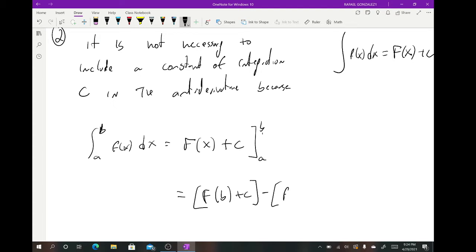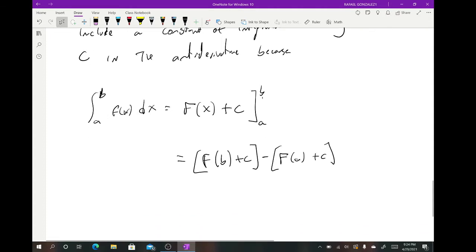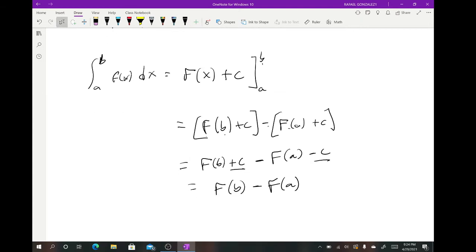minus F of a plus c. And what's going to happen? Well, here we have F of b plus c, but here we have minus F of a and minus c, because you distribute the negative sign. So this plus c and this minus c are going to cancel out, and you're just going to get F of b minus F of a, which is the fundamental theorem. So this is the fundamental theorem of calculus.